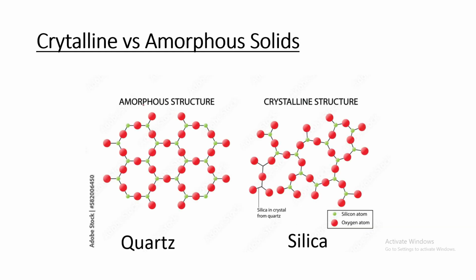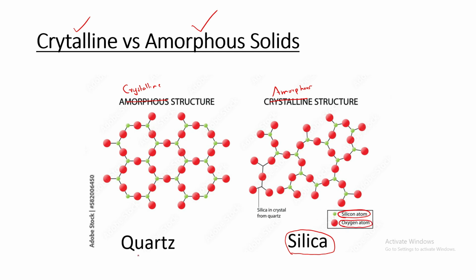So let us look at an example here, crystalline versus amorphous solid. This one is crystalline and this one is amorphous. That is, the atoms are arranged in a regular fashion and in an irregular fashion. You can see there is silicon oxide. You can find the silicon atom here, and then you have the oxygen atom.